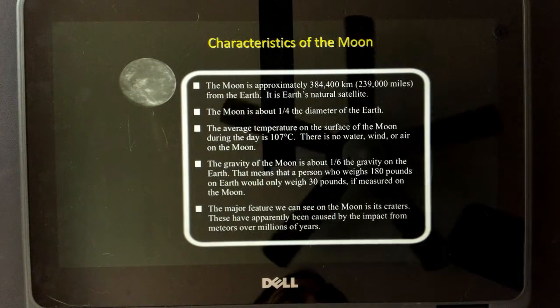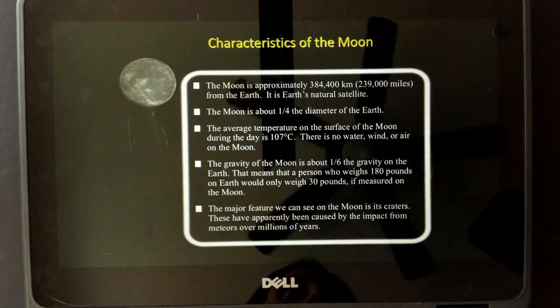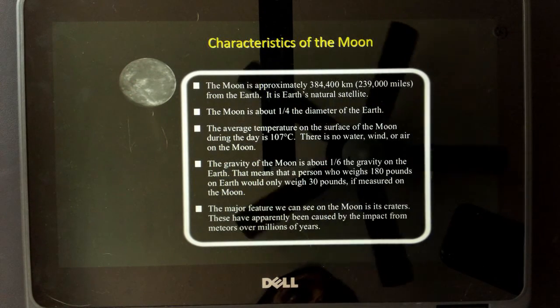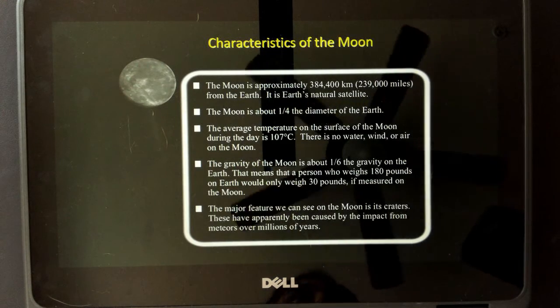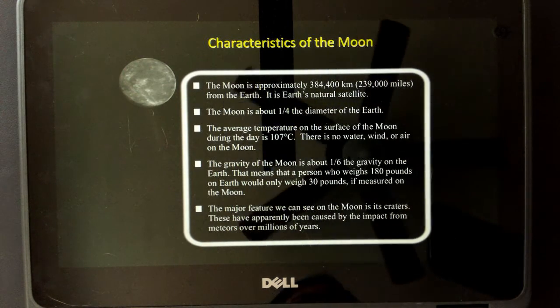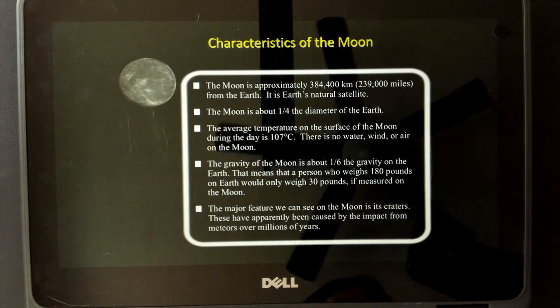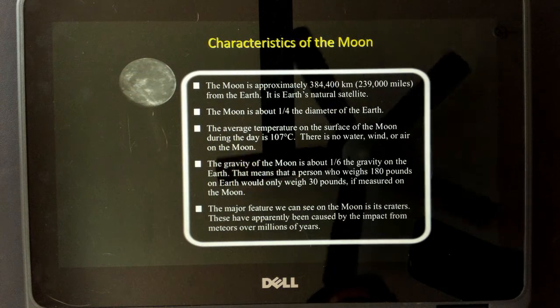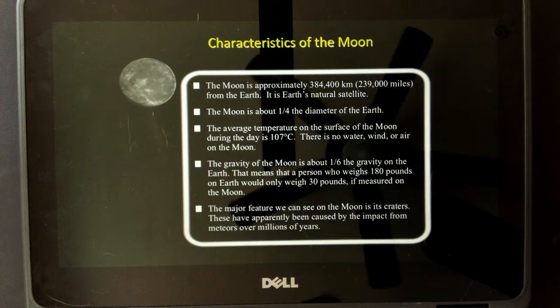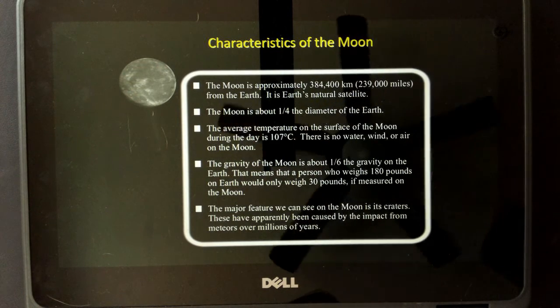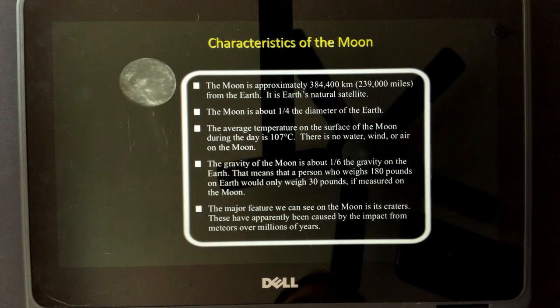So some characteristics of the moon: it is approximately 384,400 kilometers, which is 239,000 miles, from the Earth. It is Earth's natural satellite, and I'll explain what a satellite is. A satellite is an object that moves around another larger object in space. So the moon goes around the Earth, so it's Earth's natural satellite.